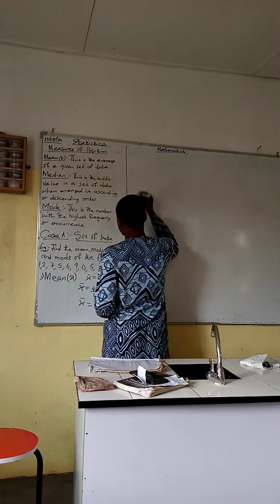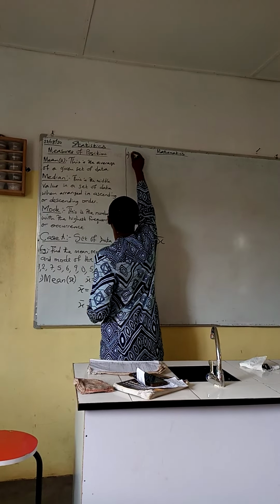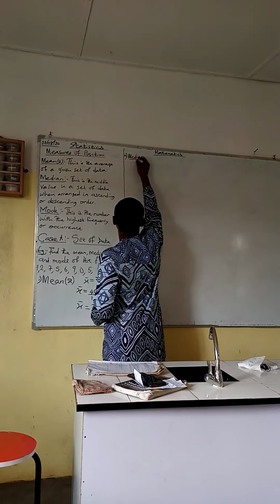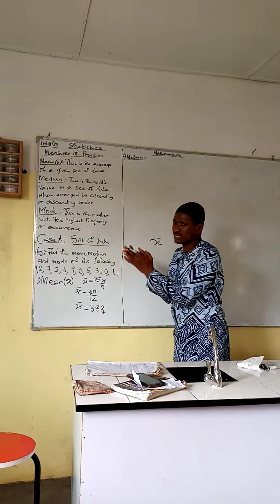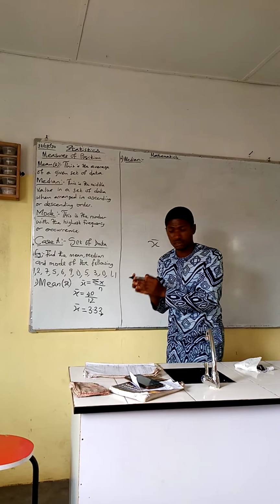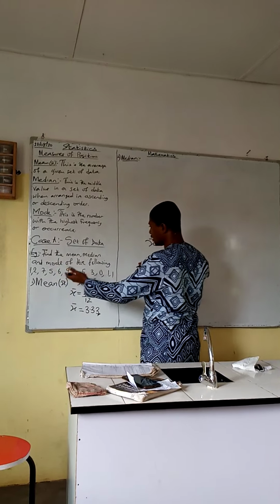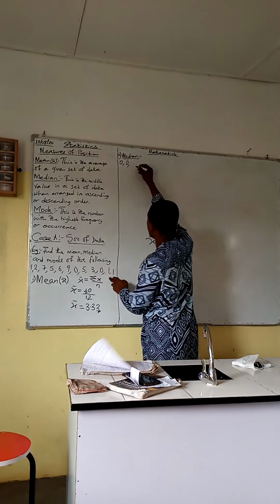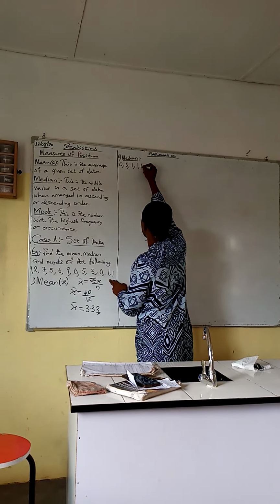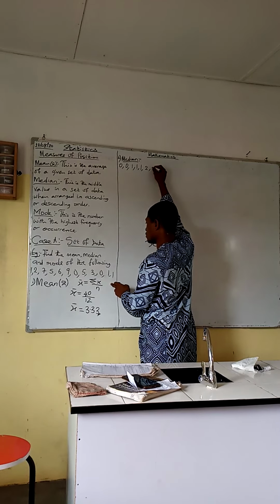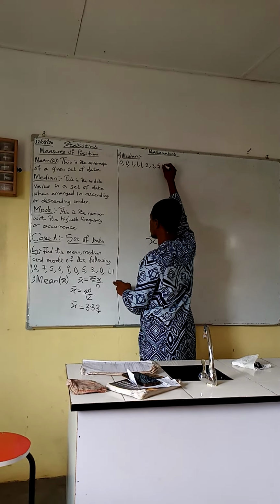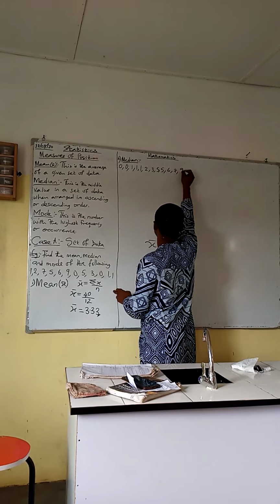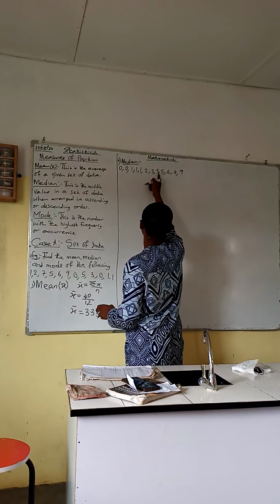Let's look for our median value. We have said that our median is the middle value when it is arranged in ascending or descending order. Let's arrange ascending. What's the smallest value? You have 0, 0 again, then 1, 1, 1, 2, 3, 5, 5, 6, 7, 9. Is it up to 12? 1, 2, 3, 4, 5, 6, 7, 8, 9, 10, 11, 12.